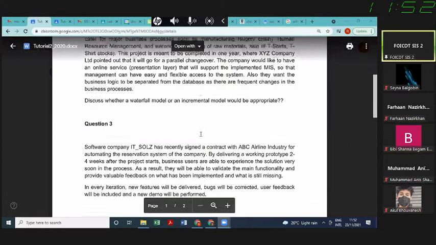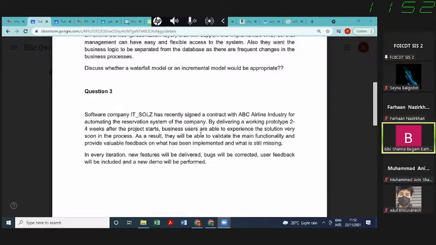Please, question number 3, can we correct? Yes, question number 3, line 2 to 3. It says that by delivering a working prototype 2 to 4 weeks, how can we know whether it is the early stage or advanced? Let us read this together, and I will answer your question. Software company IDSoft has recently signed a contract with ABC Airline Industry for automating the reservation of the company. By delivering a working prototype 2 to 4 weeks after the project start. So this is an early version of the prototype.